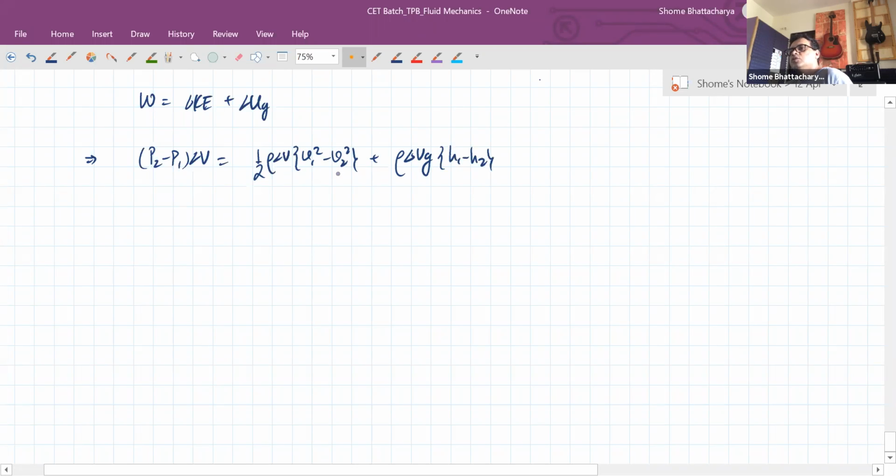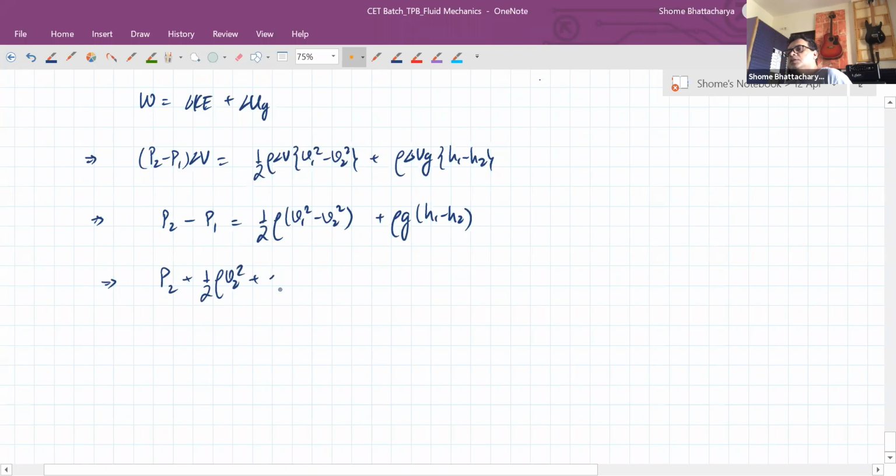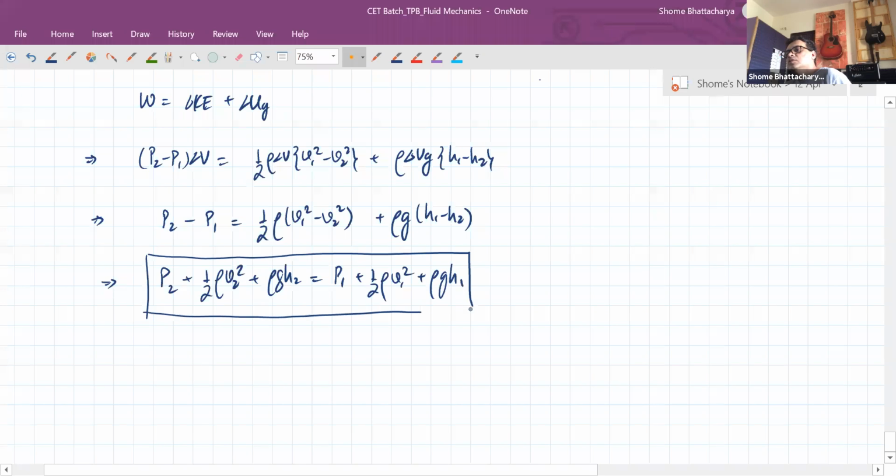(H1 minus H2). So cancelling out the common terms, we can see that P2 minus P1 is half rho (V1 square minus V2 square) plus rho g into (H1 minus H2). And now just keeping the terms of index 2 on one side and index 1 on the other side, we can see that P2 plus half rho V2 square plus rho g H2 is equal to P1 plus half rho V1 square plus rho g H1. You can see that Bernoulli's equation actually comes from a statement of work energy theorem.